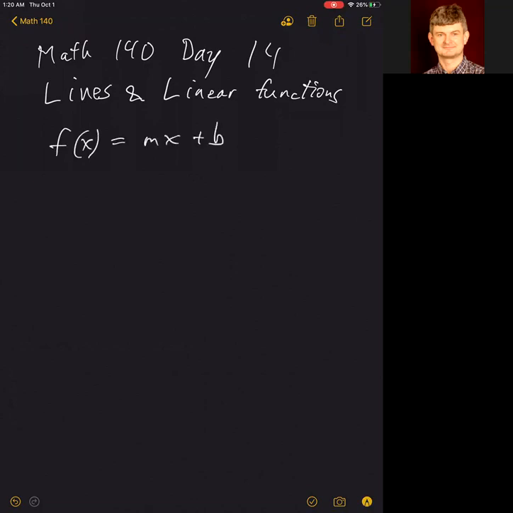mx plus b. m and b are constants. x is the input variable. So it's a degree 1 polynomial. And we would also allow that the m could be 0, that it's a constant function. In that way, you get all possible straight lines as graphs of these functions.